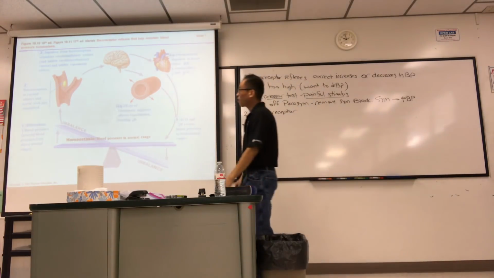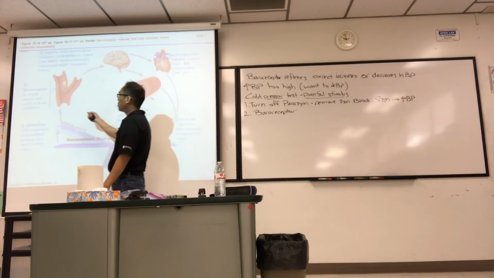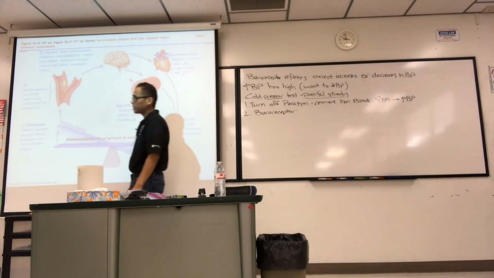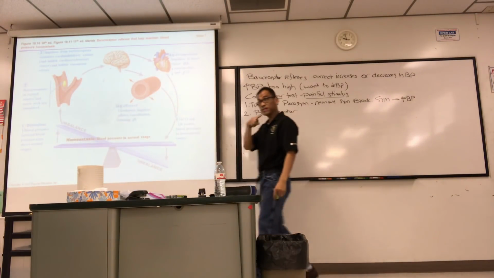Now, look where they are. You have it in two locations, the carotid sinus and the aortic arch, really close to the heart, inside the vessel wall.